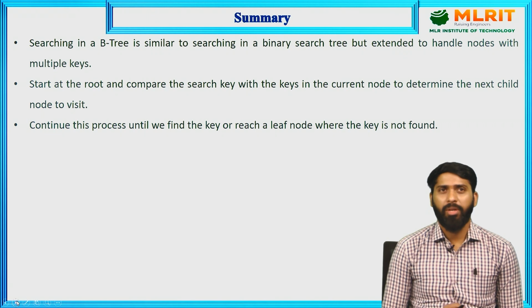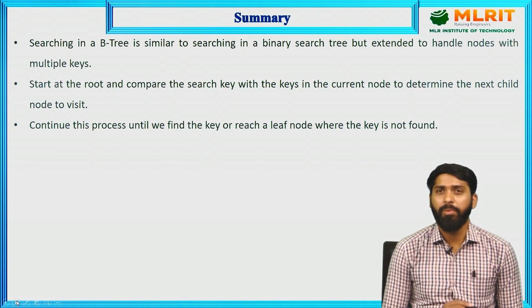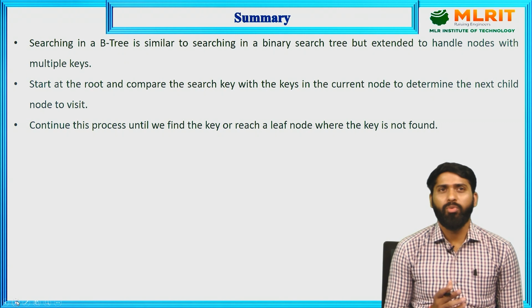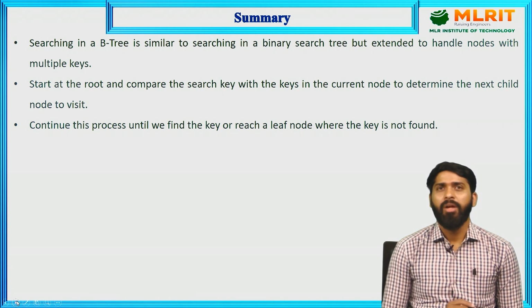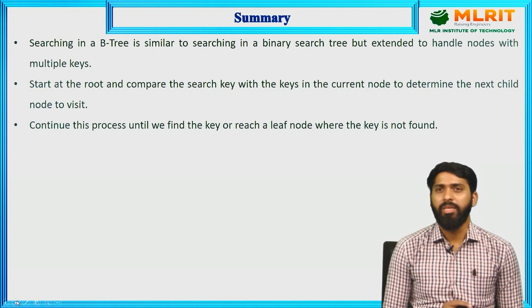Coming to the summary of the session: searching in a B tree is similar to searching in a binary search tree but extended to handle nodes with multiple keys. Start at the root and compare the search key with the keys in the current node to determine the next child node to visit. Continue this process until we find the key or reach a leaf node where the key is not found. In the next class, we will learn how to insert an element in a B tree.